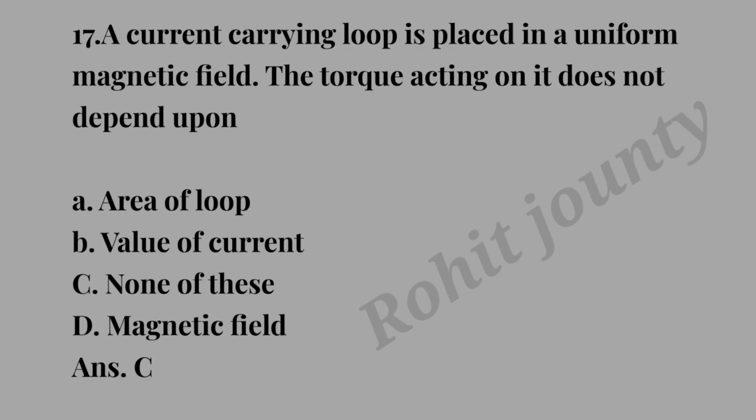Question number 17. A current carrying loop is placed in a uniform magnetic field. The torque acting on it does not depend upon, option A, area of loop, option B, value of current, option C, none of these, option D, magnetic field. The correct answer is option C, none of these.